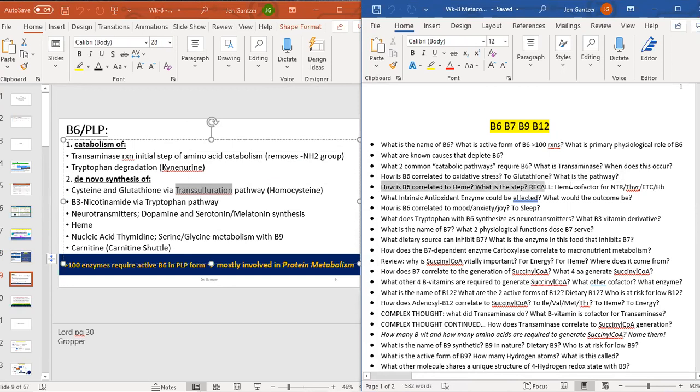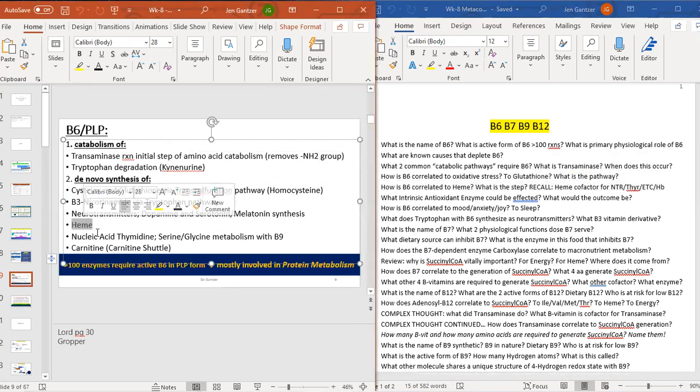All right, so how does B6 correlate to heme? And what is the step? So B6 is going to be the cofactor that takes succinyl-CoA plus glycine. Remember back to week 3 when we learned iron. The first step to synthesize heme is the precursors succinyl-CoA plus glycine. That enzymatic reaction that combines succinyl-CoA with glycine in the first step to synthesize our heme requires B6.